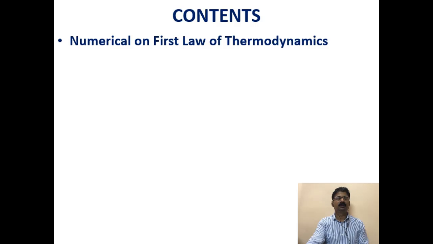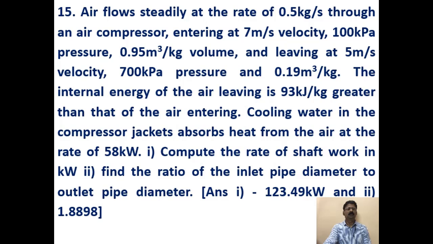So, we will continue with the numerical on First Law of Thermodynamics. Let us take this problem. Air flows steadily at the rate of 0.5 kg per second through an air compressor, entering at 7 meter per second velocity, 100 kilopascal pressure, 0.95 meter cube per kg volume, and leaving at 5 meter per second velocity, 700 kilopascal pressure, and 0.19 meter cube per kg.